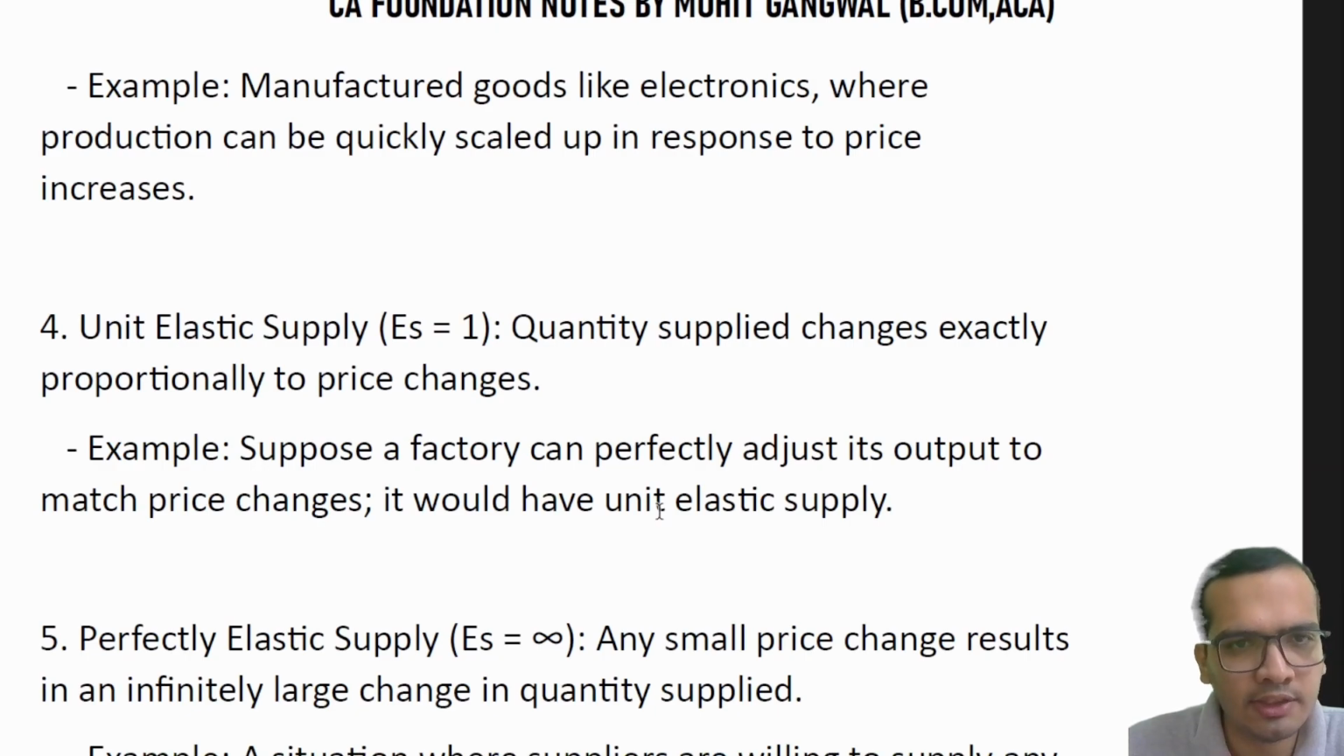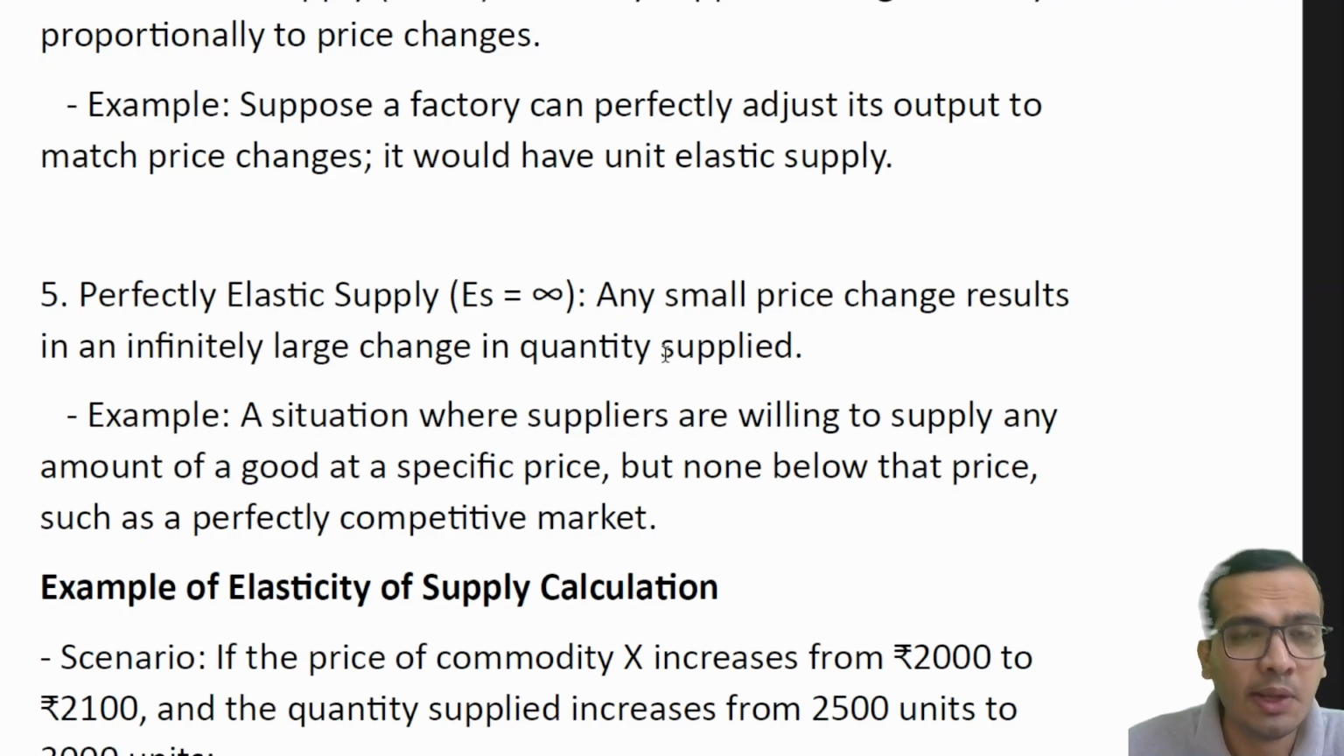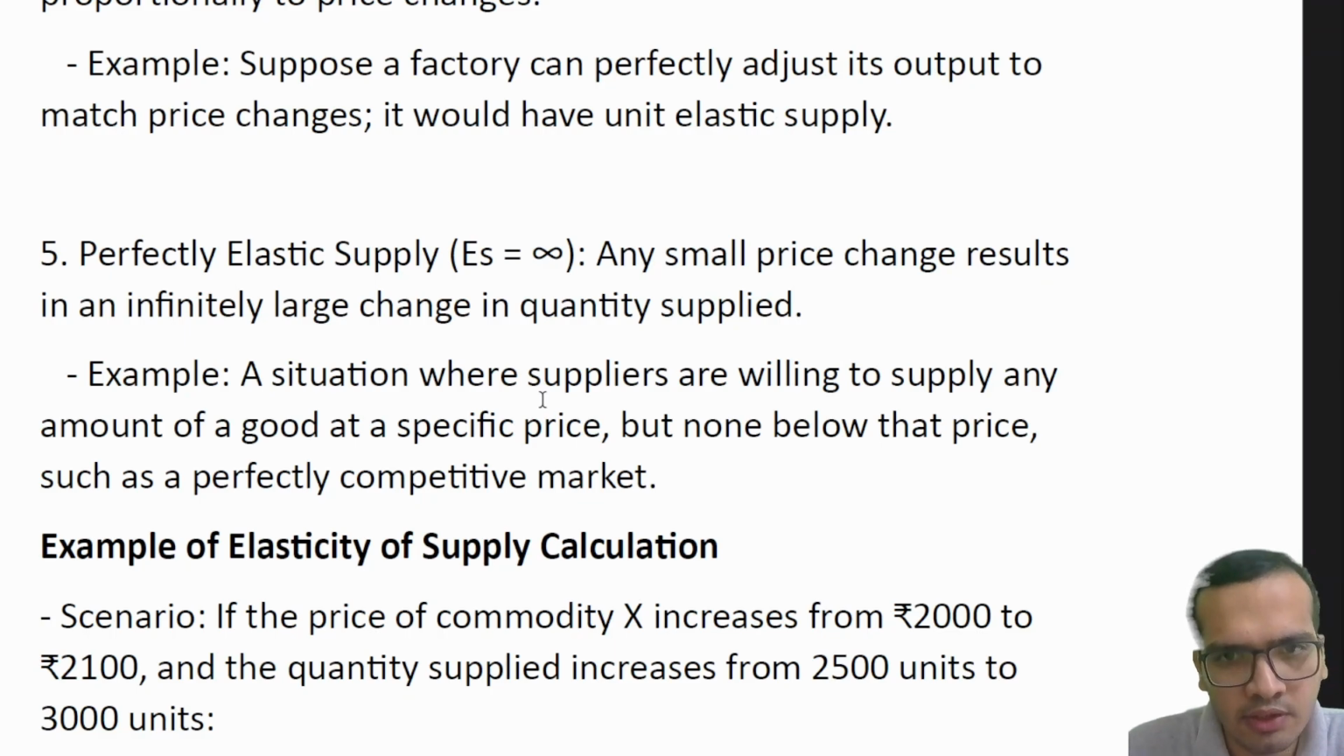Then comes unit elastic supply, that is ES equals 1, meaning quantity supplied changes exactly proportionately to price change. An example could be a factory that can perfectly align its output to match price change; it would have unit elastic supply. And lastly, perfectly elastic supply, that is ES equals infinity. Any small price change results in an infinitely large change in quantity supplied. For example, suppliers willing to supply any amount of a good at a specific price but not below it, such as in a perfectly competitive market.